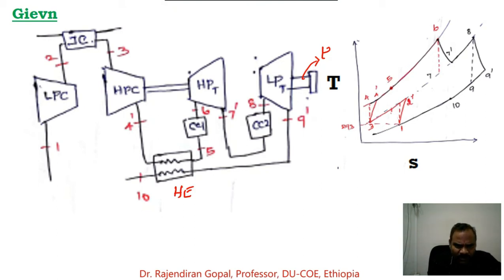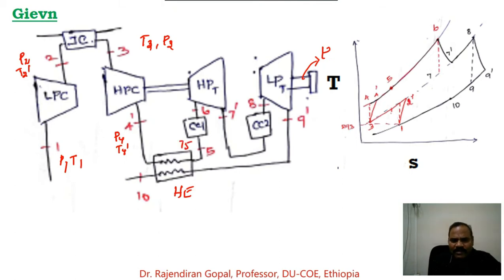Now the air from the atmosphere at pressure P1 and temperature T1 enters the low pressure compressor. It is compressed to state 2 at P2 and T2 dash. In the intercooler it is cooled to temperature T3 while maintaining the pressure constant at P3. Then in the high pressure compressor it is compressed to pressure P4 and temperature T4 dash. Then in the heat exchanger, it absorbs heat from the exhaust gases from the low pressure turbine, reaching T5.